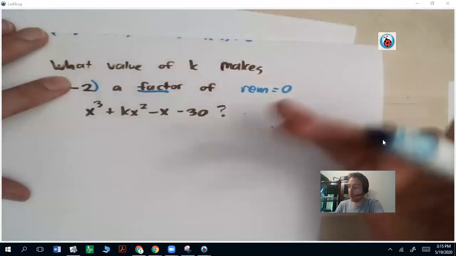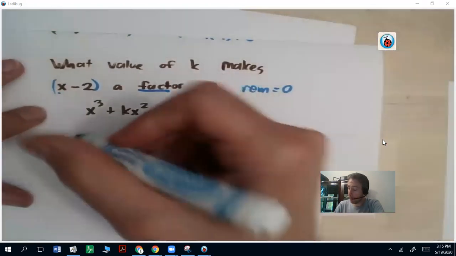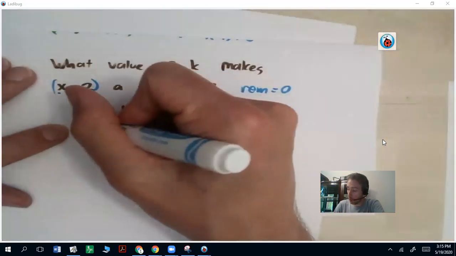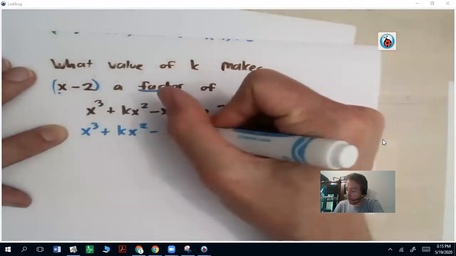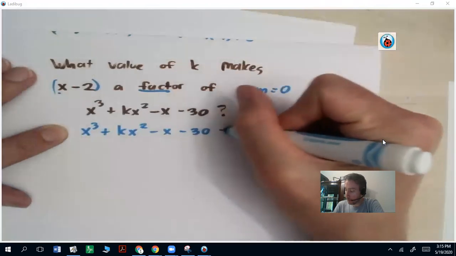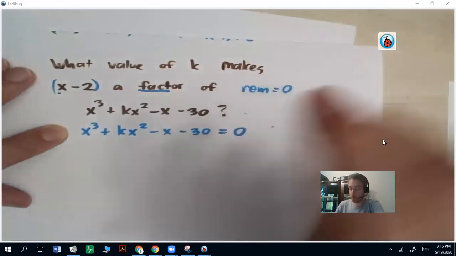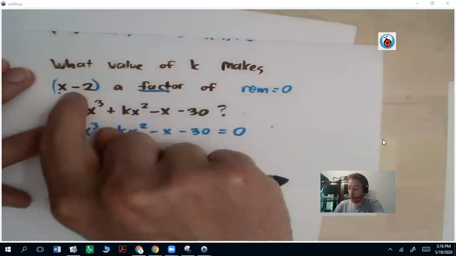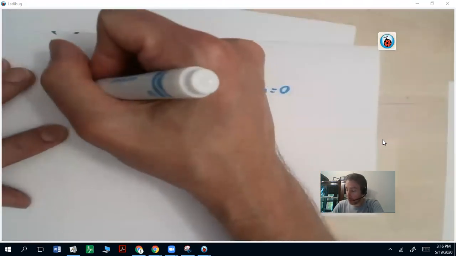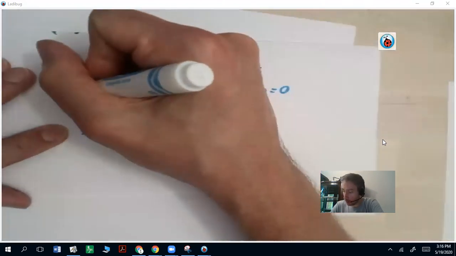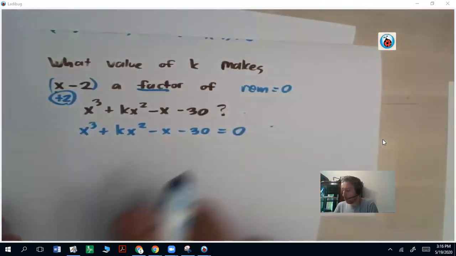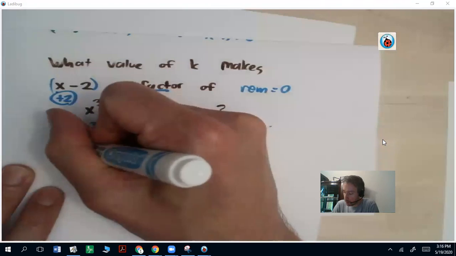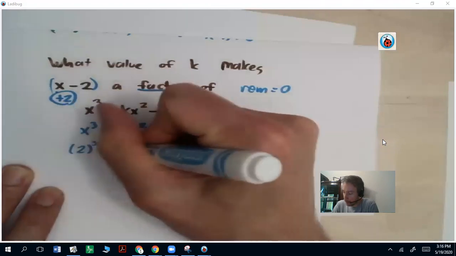Now, if you remember that, you can set it equal to the remainder. So really, we want to know what value of k, when I set this equal to 0, makes x positive 2. So if x is 2, and it's 2 because we want to change the sign of that, just like we're doing synthetic division, I would plug in 2 in for the x. I don't know k.